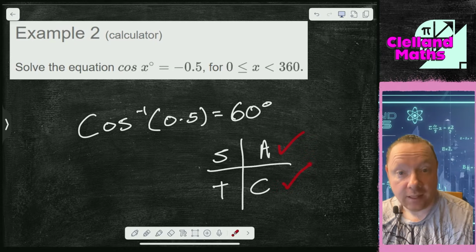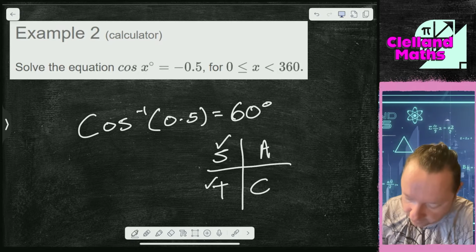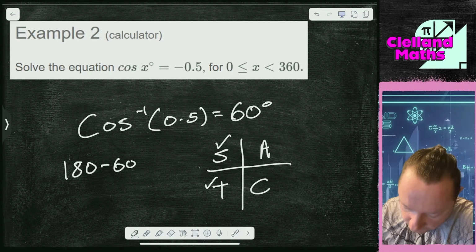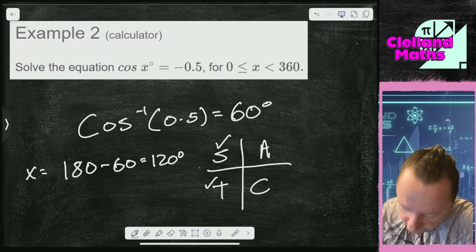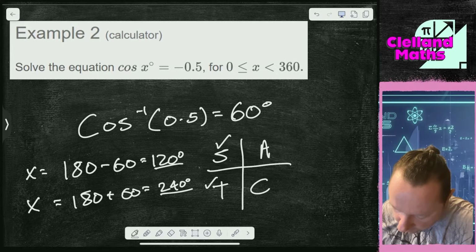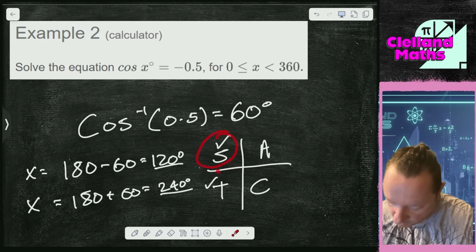So when it's negative, I take the other two, S and T. For S, it's 180 minus the angle, which is 120 degrees. And for T, it's 180 plus the angle, which is 240 degrees. And we're done there. So remember, your CAST diagram goes 180 minus for here, 180 plus for here, and 360 minus for there.